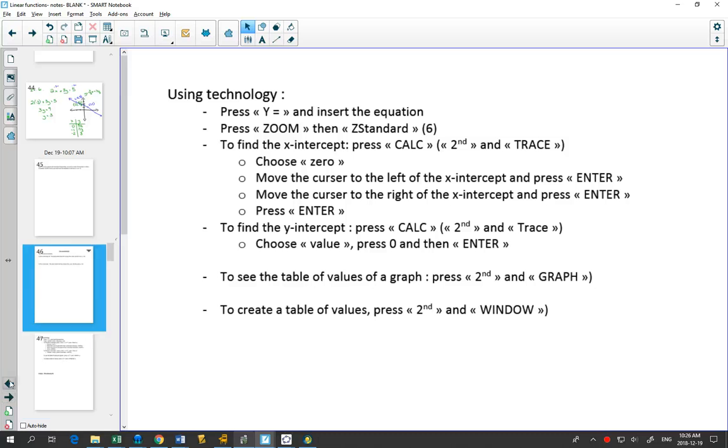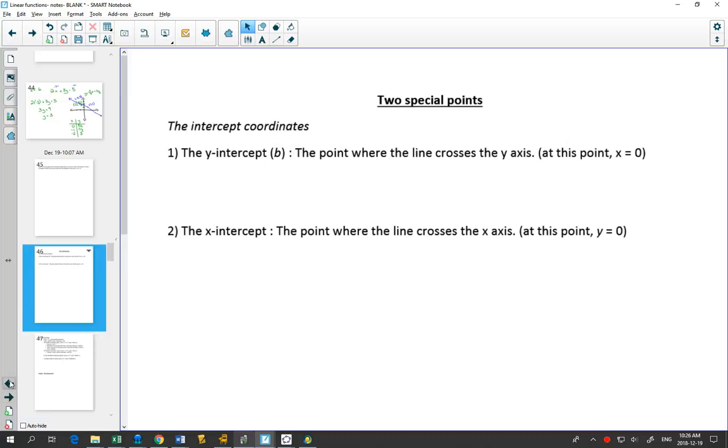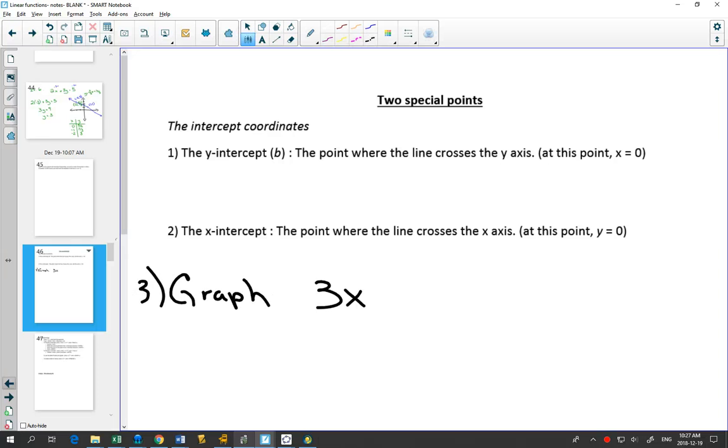Okay? So we sort of skipped this example 1 and 2, graphing using two special points. You can always also graph by finding the special points of an x-intercept and y-intercept. So we did this before as well in our relations unit, right? The y-intercept is the point where it crosses the y-axis, and the x-intercept is a point where it crosses the x-axis. So I'm going to add 3, graph 3x plus 4y equals negative 12.